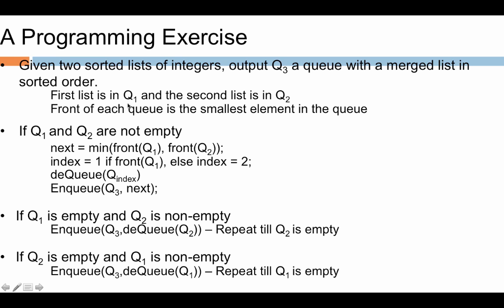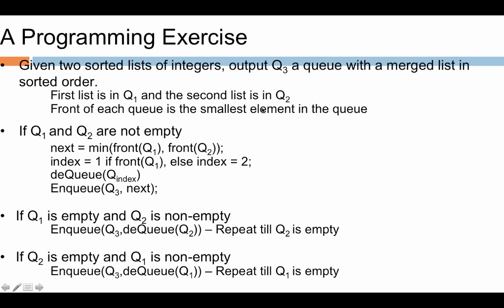The first list is in Q1. It's a sorted list of integers. You can think of it as in ascending order. And the second one is again a sorted list. You can think of this as in ascending order. Now let's change it, because I've written min here. Q1 is in descending order and Q2 is in descending order, and the resulting queue should also be brought into descending order.